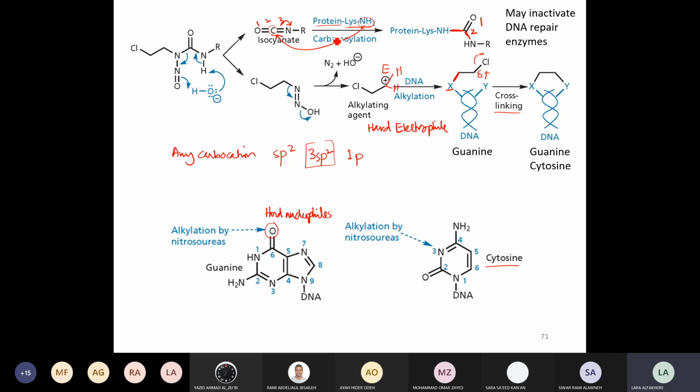But again, this is not the main mechanism of action via which nitrosoureas act. Mostly their cytotoxicity is due to their alkylating power.